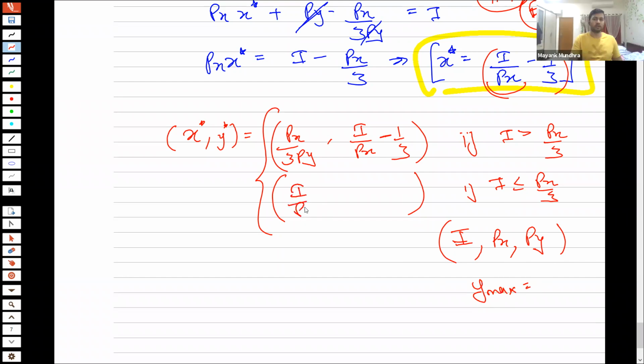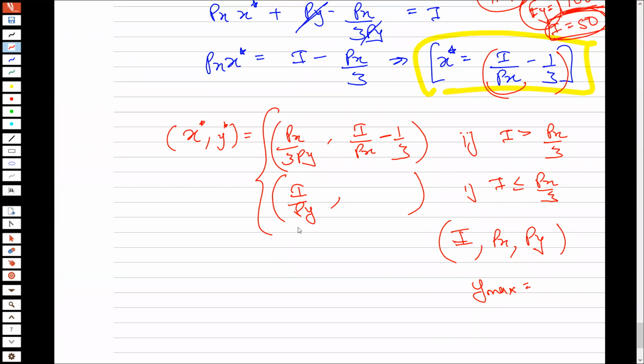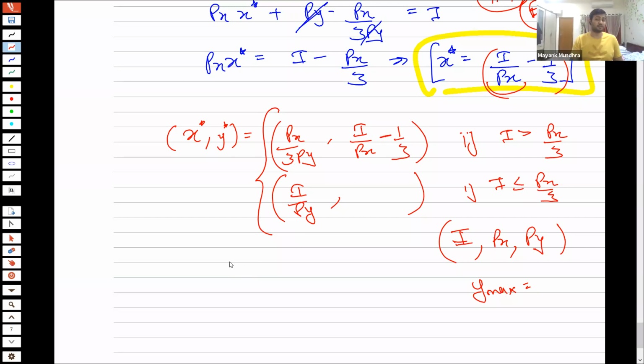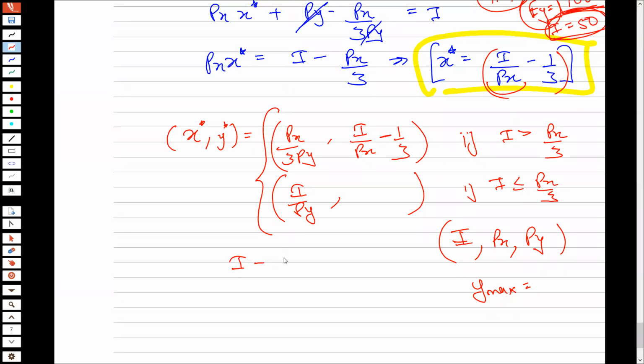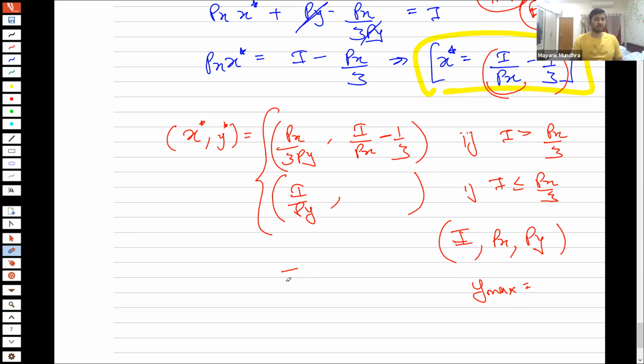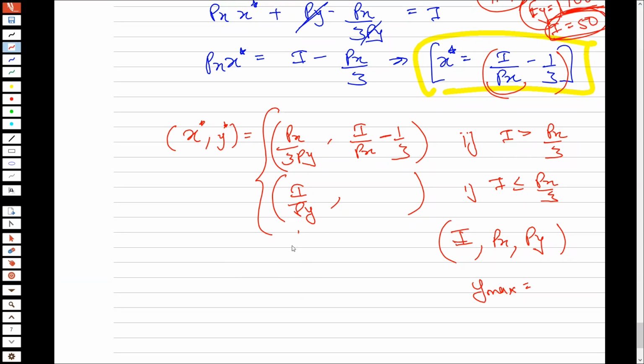I by Py. So he consumes I by Py amount of good Y. When he consumes this much amount of good Y, what is the amount of good X that he consumes? Sir, I minus, whatever is left, divided by Px. What is left? That is what I'm asking. I minus I by Py upon Px. No. Okay, so he's consuming I by Py amount of good Y. So what is the expenditure on good Y?